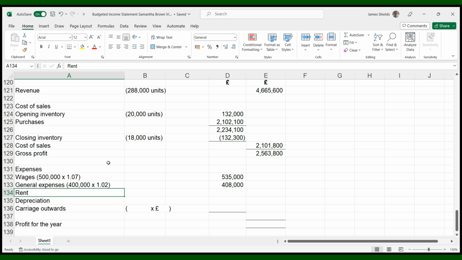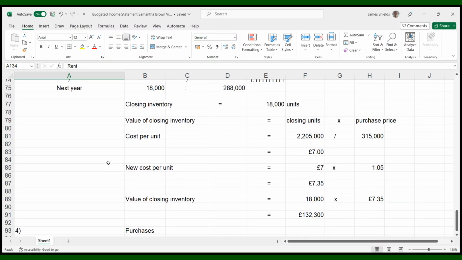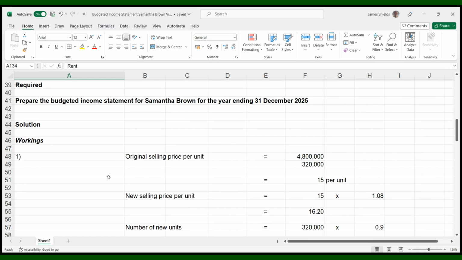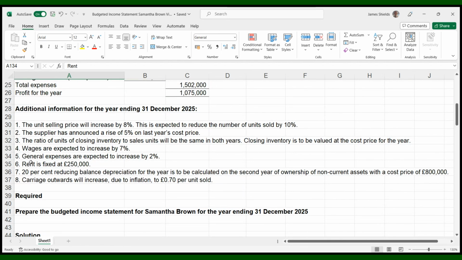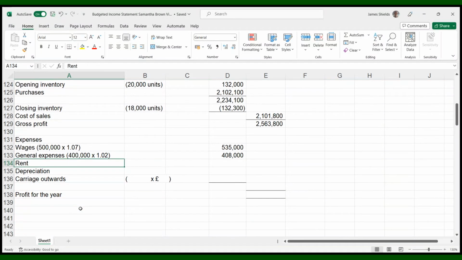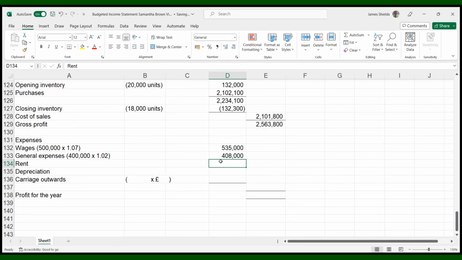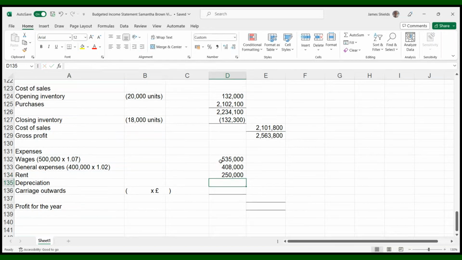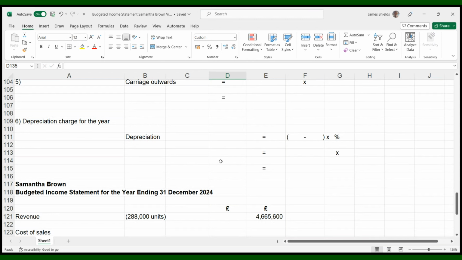Now rent, remember, it says something about rent. Rent is fixed at £250,000. So that means it's not going to change. If it's fixed, it stays the same. So rent is going to be £250,000. No calculation there to do. Now depreciation, I've got a calculation for depreciation, which I'll show you in a moment.